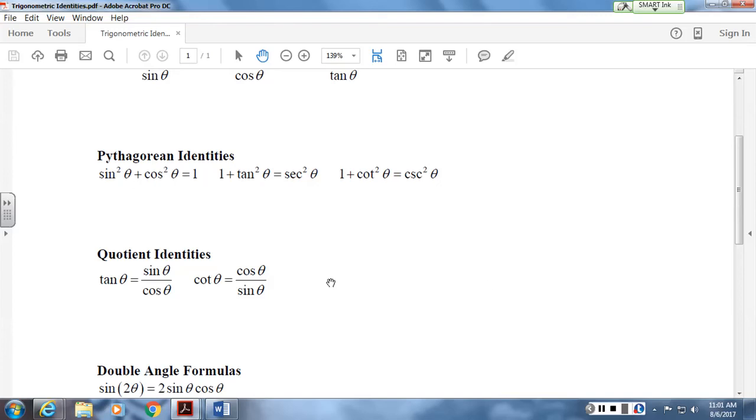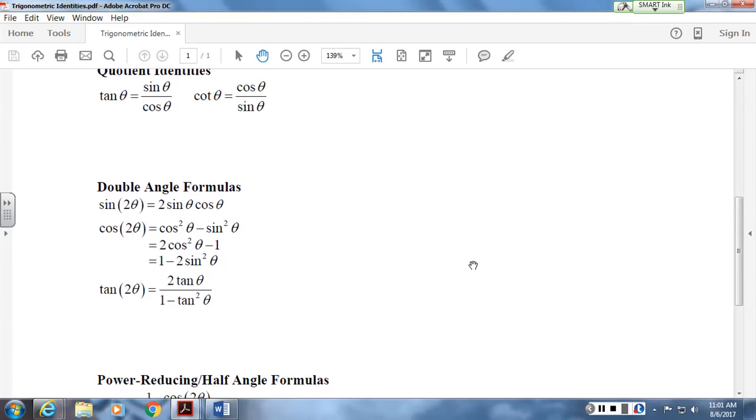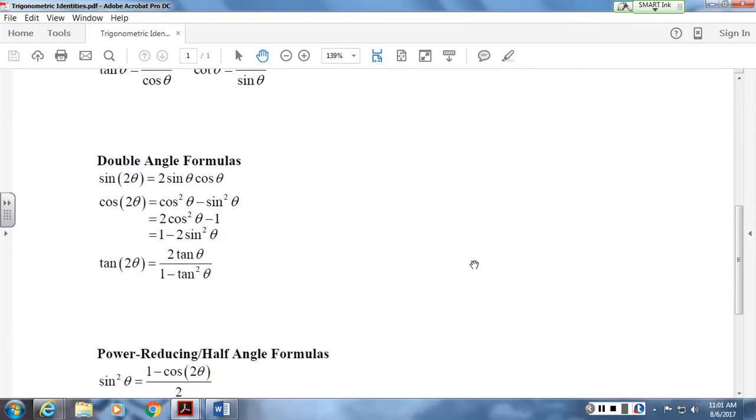Our quotient identities tell us that sine divided by cosine is tangent. We used that in our previous example. These double angle formulas, for sure memorize this first one. We will definitely use it in Cal 1, and you will absolutely have to use it in Cal 2.